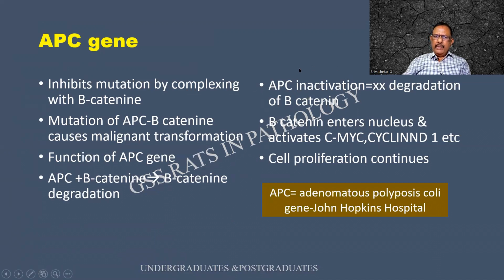So APC becomes inactivated. There is no degradation of the B-catenin, and the B-catenin enters the nucleus and activates the MYC and the cyclin D1, etc. As a result, there is cell proliferation. So whenever there is a defect in the APC or in the B-catenin or in this complex, there can be cell proliferation. Remember it like this: whenever there is a promoter, its activity will lead to cancer. But whenever there is an inhibitor, then a defect in the inhibitor will lead to cancer.